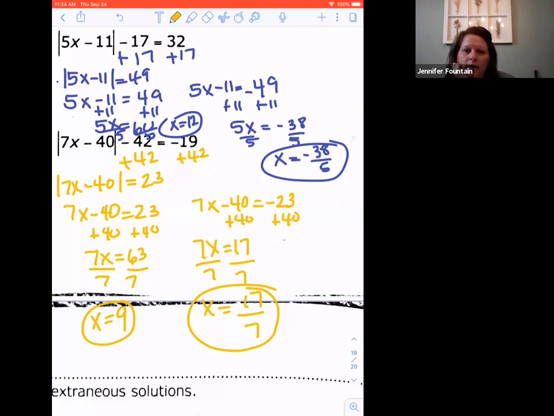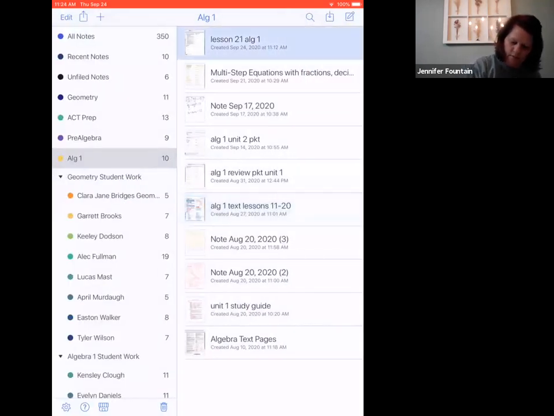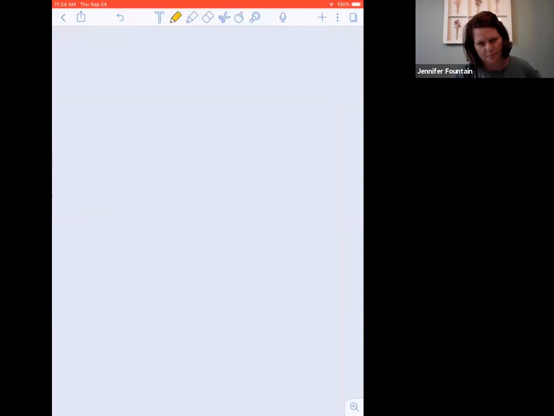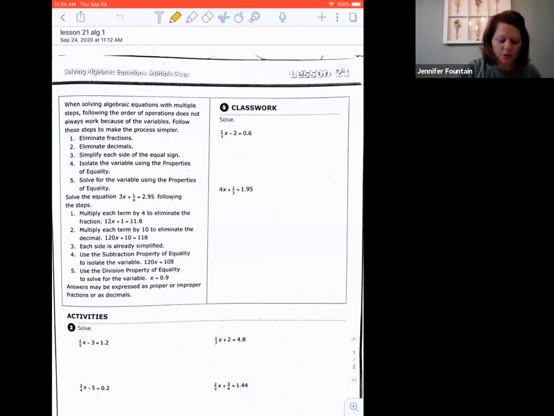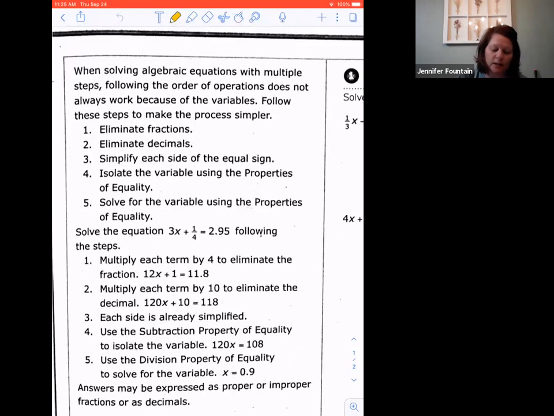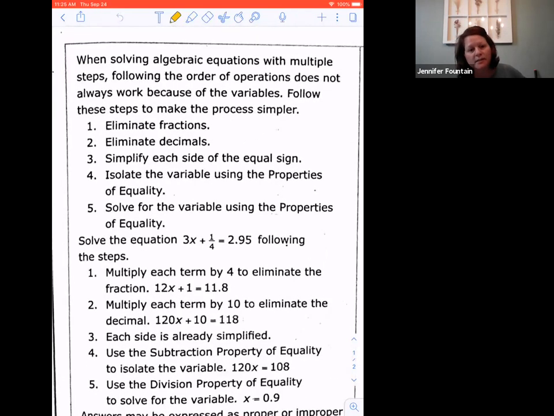All righty. So now we're going to move on to lesson 21. All right, lesson 21 is solving algebraic equations multi-steps. Okay, so now you can see that in these problems, I've got fractions and I have decimals. We have a certain order to follow to eliminate these. So remember earlier we eliminated fractions, then we eliminated decimals, now we've got to do both. So let's go ahead and take a look.